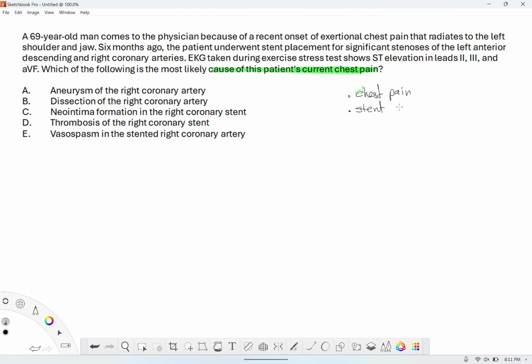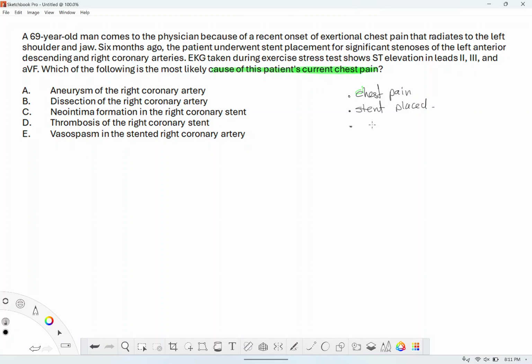So that means 6 months ago he had a stent placed in those two coronary arteries, and now he has a new chest pain after the stent was placed. So maybe the stent is the cause or other things, but let's see. Stent was placed as well. Stent placed 6 months ago.